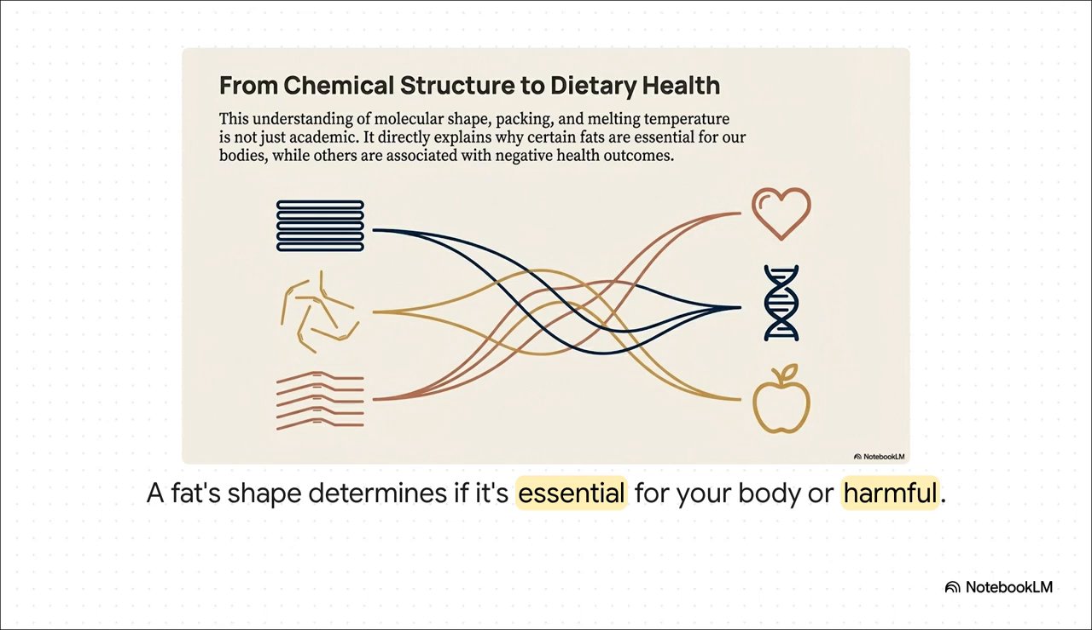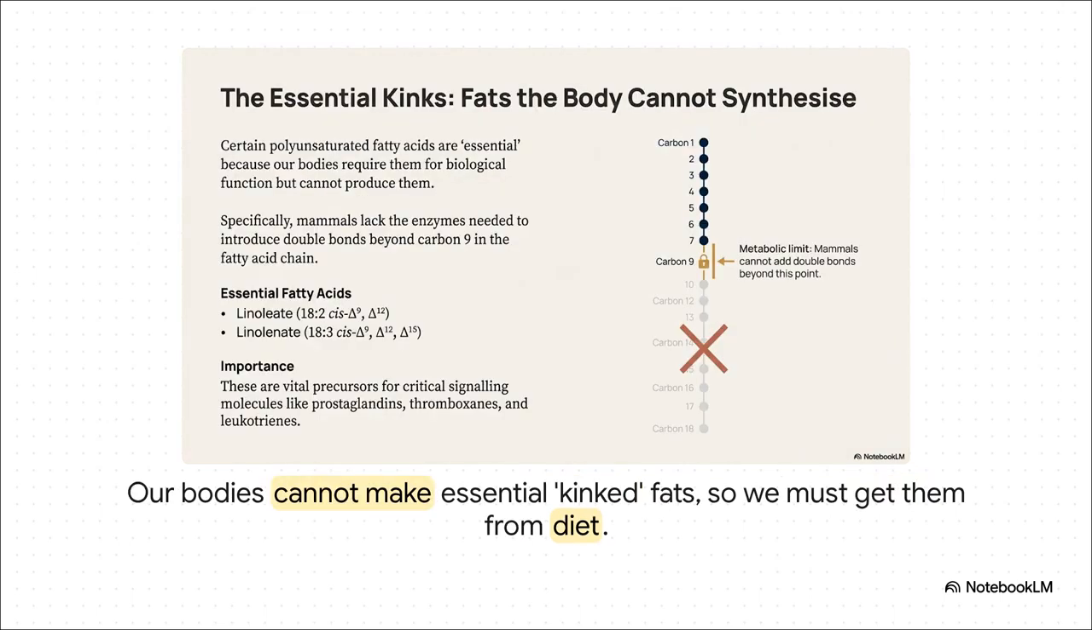It's because the exact same properties we just talked about, the shape, how well it packs, its melting temperature, are precisely what determine how a fat behaves inside our bodies. This isn't just theory. It directly explains why some fats are literally essential for us to live and why others are linked to disease. So let's start with those kinked fats.